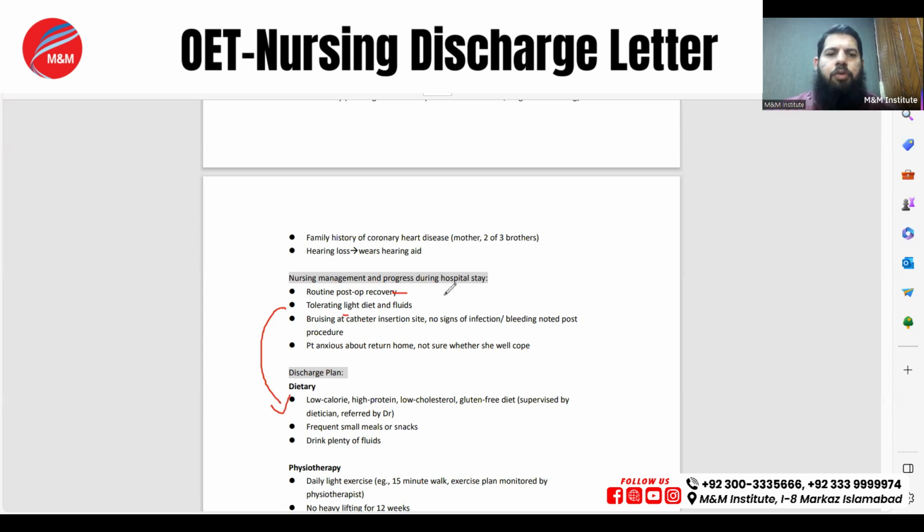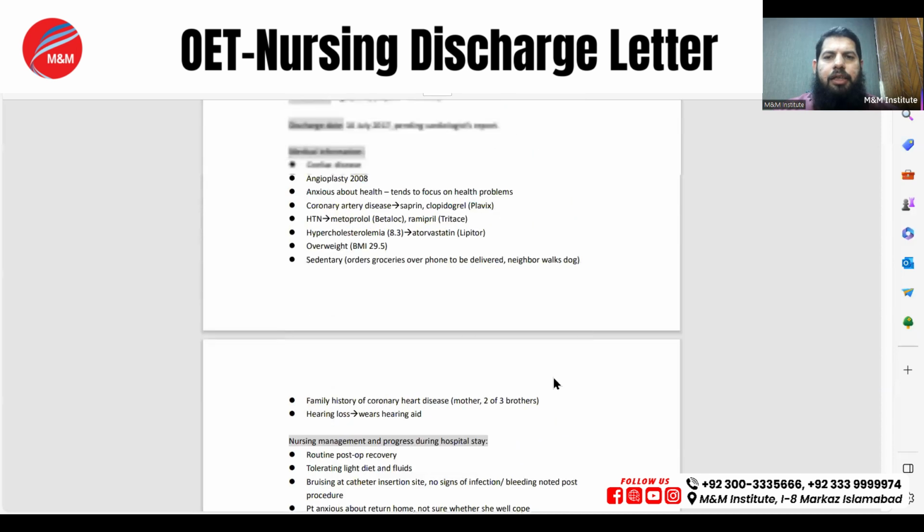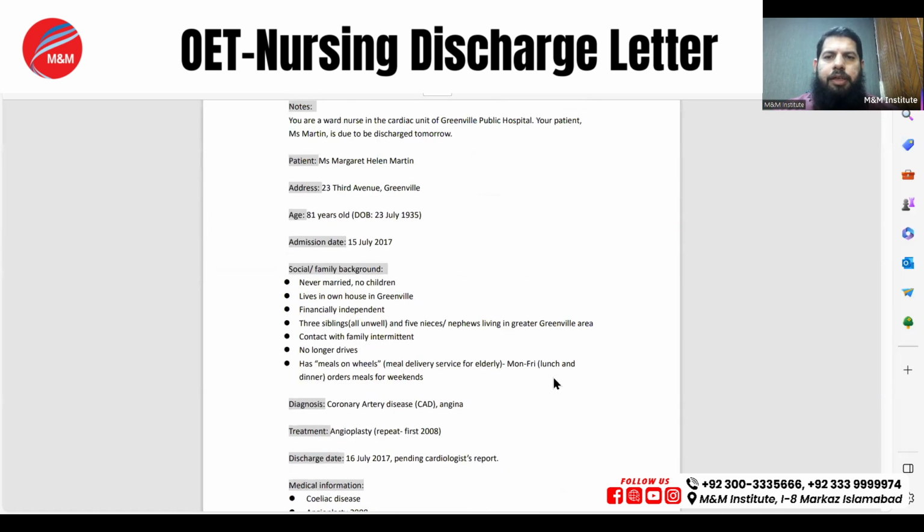So we can combine these together. Then bruising instruction, if you recall, we had discussed the bruising somewhere earlier. And lastly, the patient was anxious for home return. So we can write it down where we will be writing the socioeconomic details. Followed by, you can see, the first page.